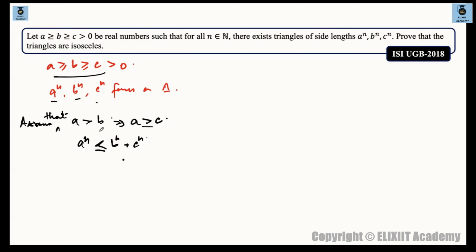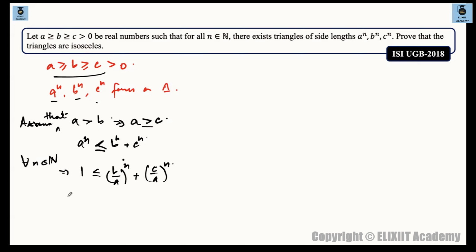Now look at this thing. All of these are valid for all natural numbers, all n belongs to N. So here A raised to the power of n is a positive quantity, definitely. So we can divide both sides by A raised to the power of n: 1 is less than or equal to (B by A) raised to the power of n plus (C by A) raised to the power of n. ठीक है, हमें देखना है कि क्या ये हमेशा ट्रू होगा. Will this condition hold for all values of n?